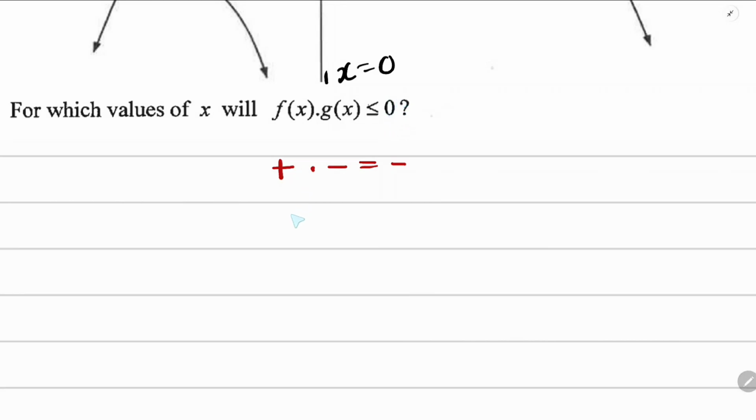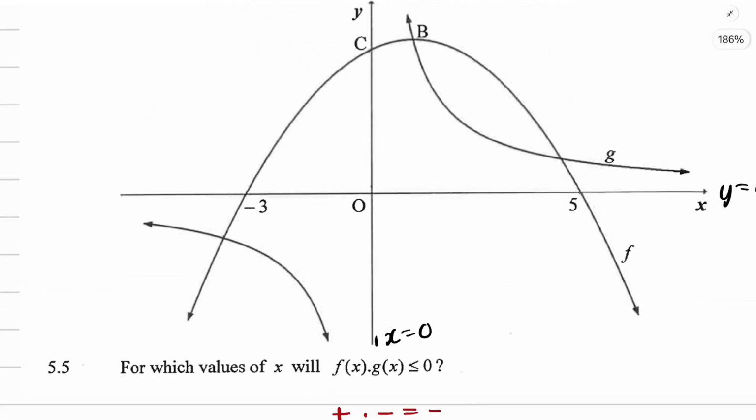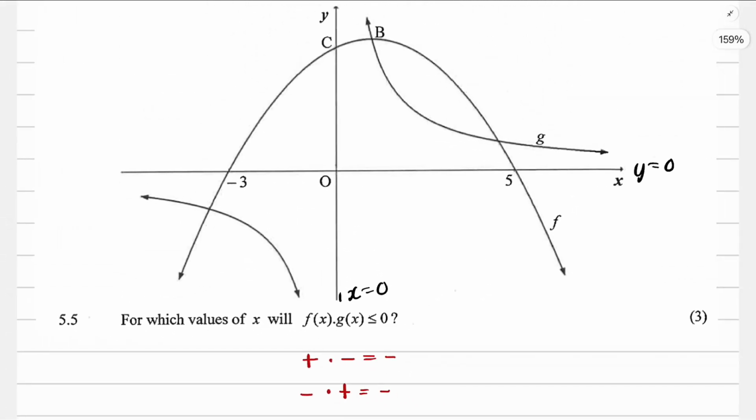The second scenario is where f can be negative and g can be positive, and then they'll give you a negative. They can also either be 0 as well, or even both of them be 0, and we can also consider that as well. So here is how we're going to look for that. We're looking at the graph of f and g and looking for the places where they are negative and positive, or positive and negative, okay, like that.